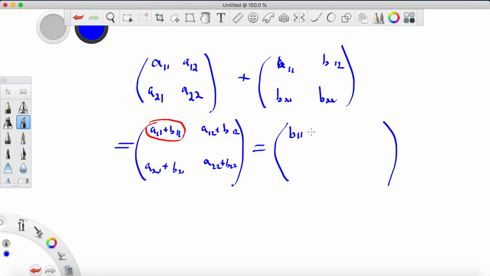So I get B11 plus A11 and B12 plus A12 and B21 plus A21 and B22 plus, and I shouldn't have a plus there, A22.